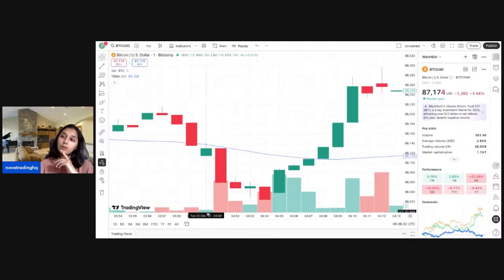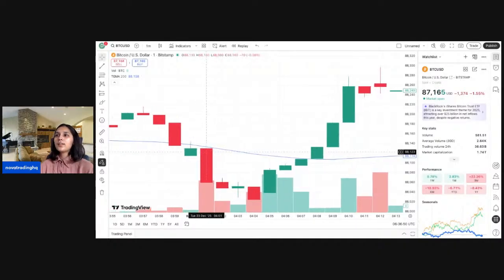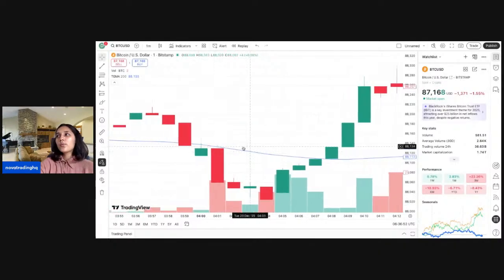So we will start our analysis from 4 a.m. UTC, right? As you can see on my screen, at 4 a.m. UTC you can see a green signal, a green candle. Let me zoom in a little bit more.